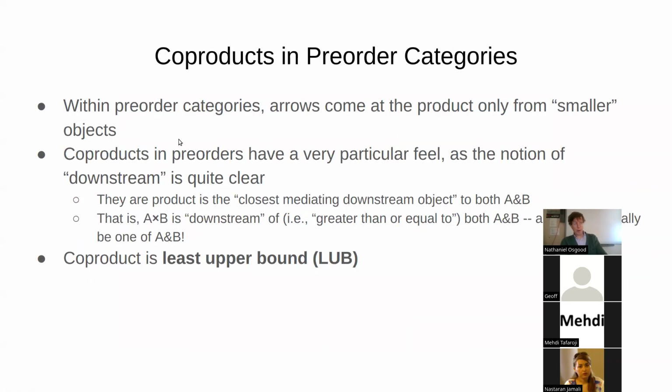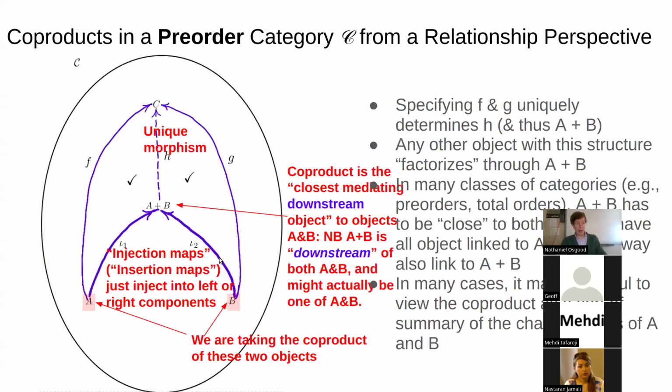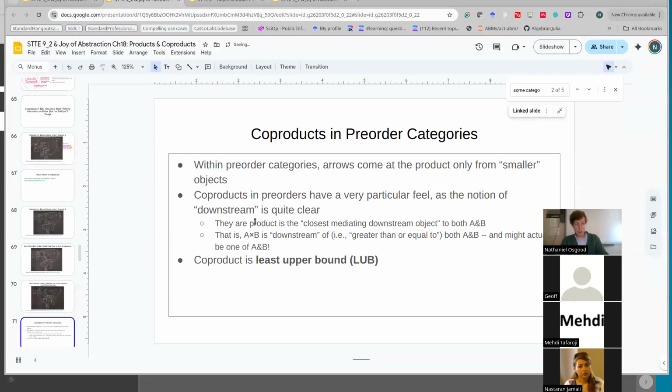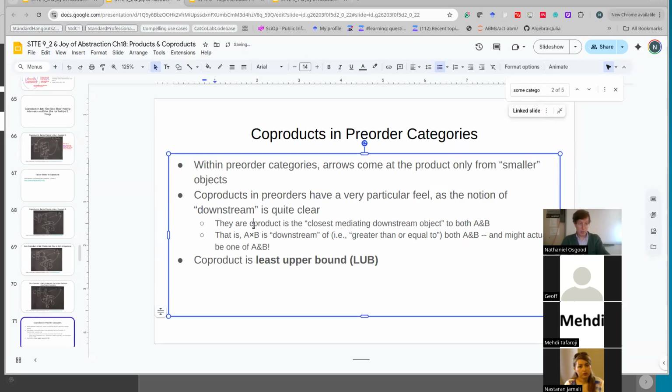So with pre-order categories, we again have this very particular feel because there's this notion of kind of what's downstream of an object in a very clear way. So coproduct here is the least upper bound. So this should actually say coproduct, and this should say plus.